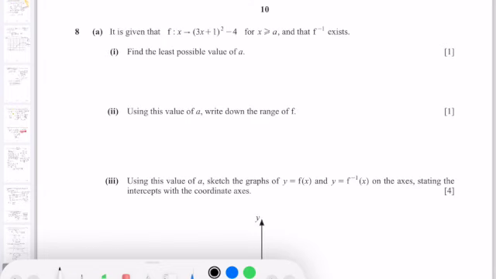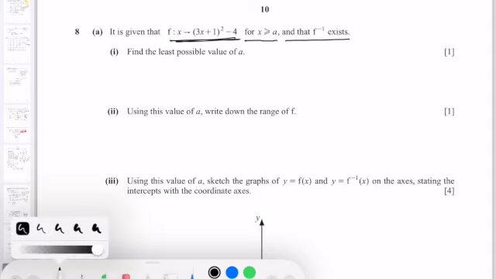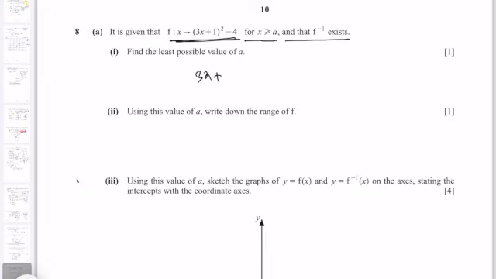So this is the function, quadratics, completing the square, for x greater than or equal to a, f inverse x exists. Find the least possible value of a. You know, we can find it in that way: 3x plus 1 greater than or equal to 0, so x greater than or equal to 1 by 3, so a equals to 1 by 3. Okay, sorry, -1 by 3.